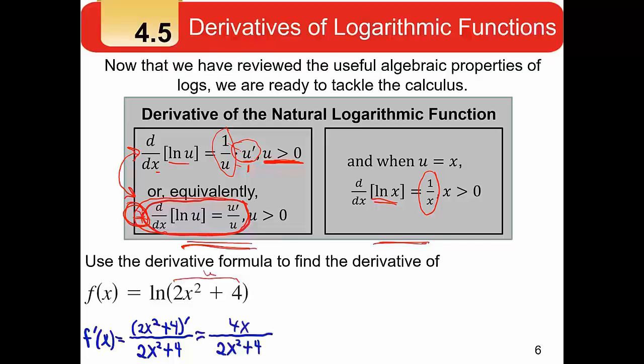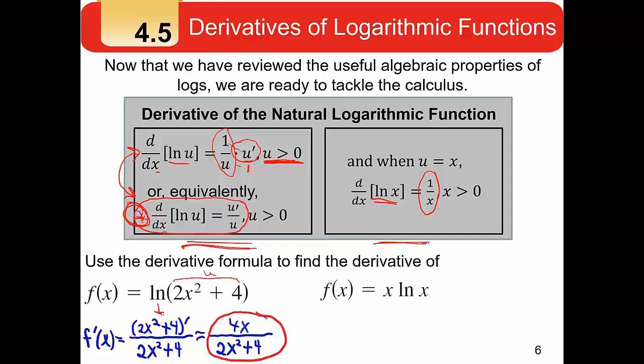Well, the derivative of 2x squared plus 4 is just 4x, so the answer is the derivative is 4x over 2x squared plus 4. See how simple this is? You really don't even need to put that step in there. You can go straight to the answer. The derivative of the natural log of 2x squared plus 4 is the derivative of 2x squared plus 4, which is 4x, over 2x squared plus 4.